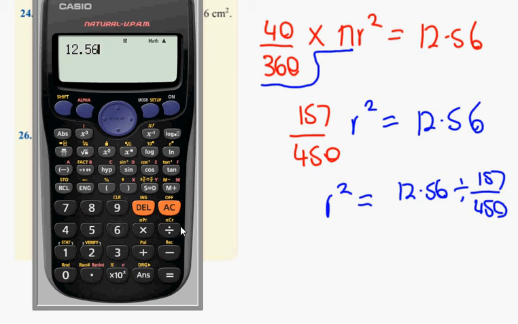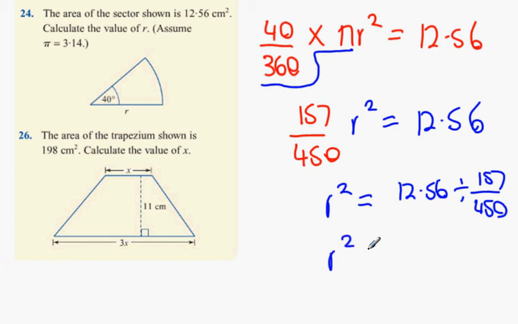12.56 divided by the answer of the last part, which is your 157 over 450, and it'll give you 36 on the dot. Now some of you might have got 35.99 something, or 36.01 something. You know that it should be roughly 36, okay? So r equals 6 centimeters.